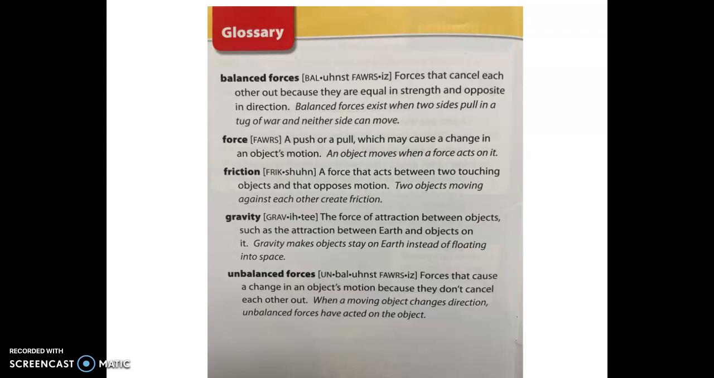Friction. A force that acts between two touching objects and that opposes motion. Two objects moving against each other create friction. Gravity. The force of attraction between objects, such as the attraction between Earth and objects on it. Gravity makes objects stay on Earth instead of floating into space. Unbalanced forces. Forces that cause a change in an object's motion because they don't cancel each other out. When a moving object changes direction, unbalanced forces have acted on the object.